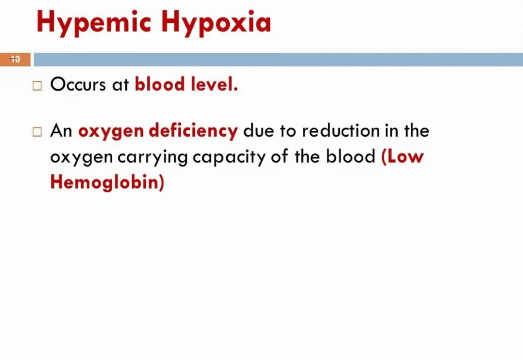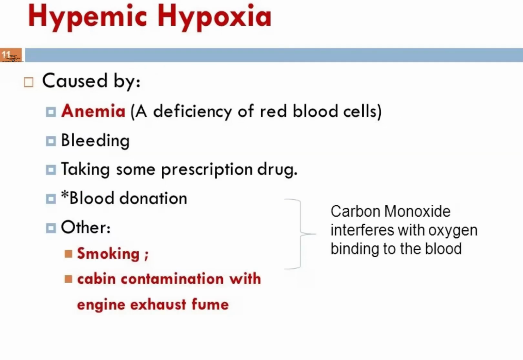Hypemic hypoxia occurs at the blood level, an oxygen deficiency due to reduction in the oxygen carrying capacity of the blood, low hemoglobin. Hypemic hypoxia is caused by anemia, a deficiency of red blood cells, bleeding, taking some prescription drugs, blood donation, smoking, and cabin contamination with engine exhaust fumes.